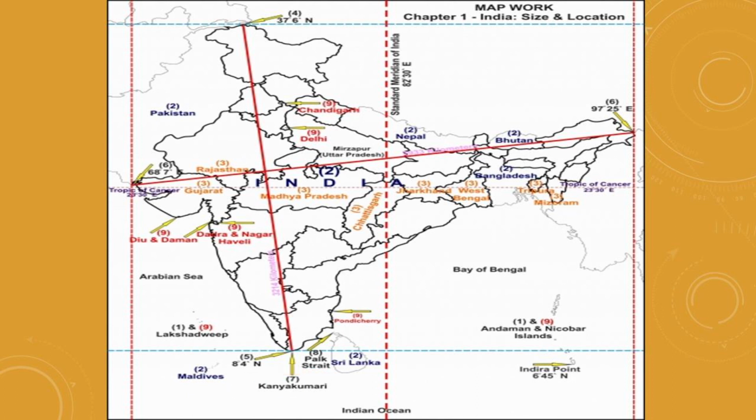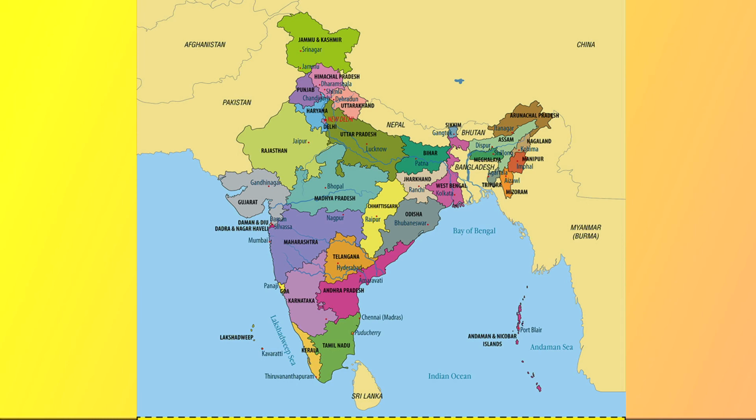The second question: which is the easternmost state of India? Arunachal Pradesh. Why is it called so, children? Because it is the easternmost state of our country, and this is the state which gets the first sunlight, right? So you can say the rising point of the sun lies at Arunachal Pradesh.